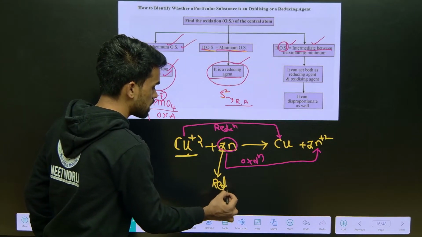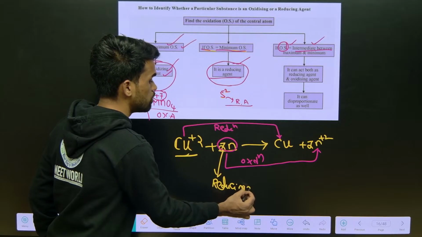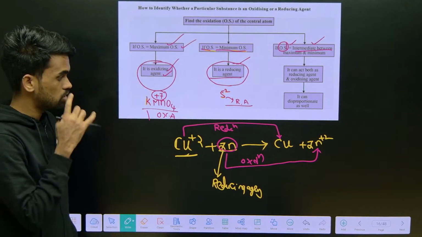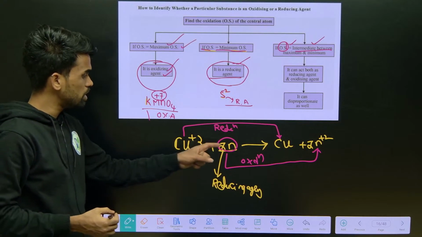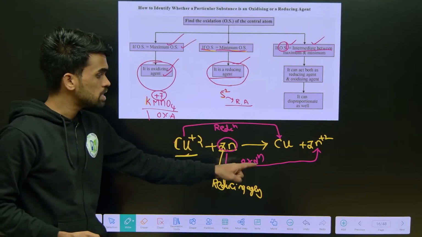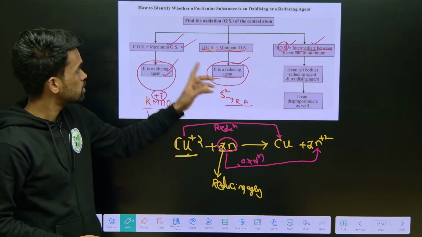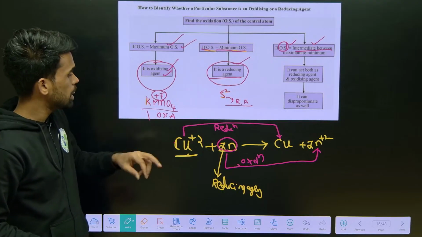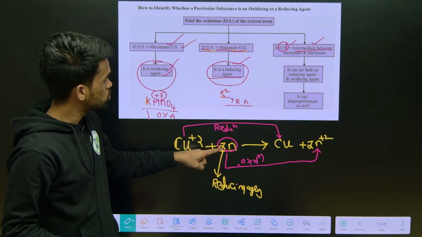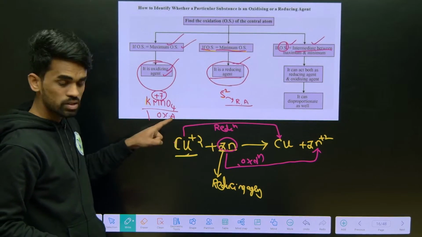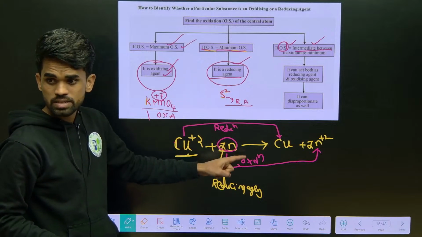What I am saying is zinc as a reducing agent. I am not saying Zn+2, I am saying zinc as a reducing agent. Now, a reducing agent is a species which reduces others but oxidizes itself. Okay, this is the concept of reducing agent and oxidizing agent. So now look at what I am saying. A reducing agent reduces others and oxidizes itself.